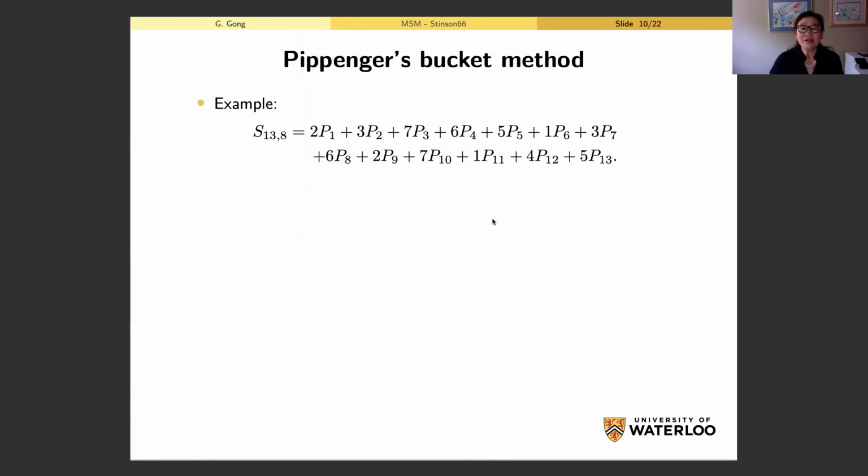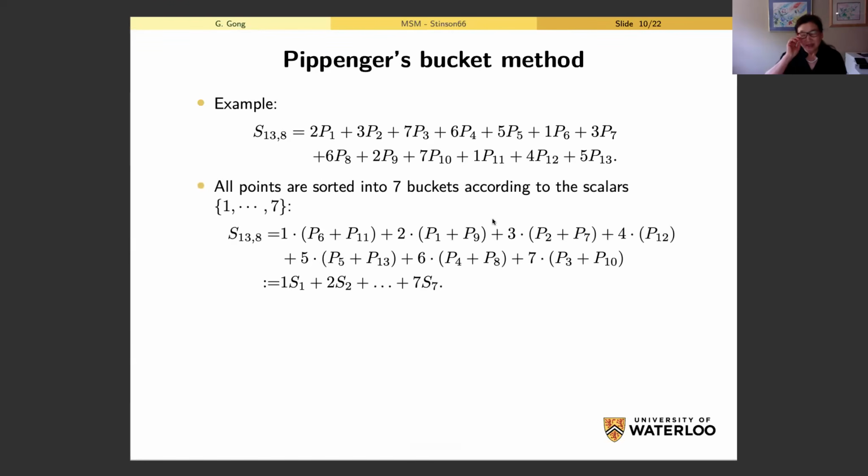For coefficient 3, we also have 2 points. Now we compute the sums of the points inside each bucket. The result for coefficient 1 I call S1, for coefficient 2 I call S2, and so on, up to the last one, 7S7.